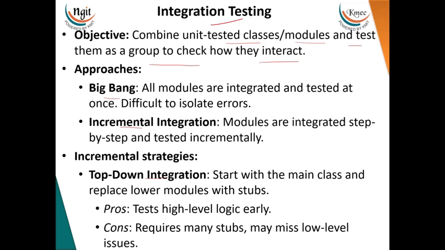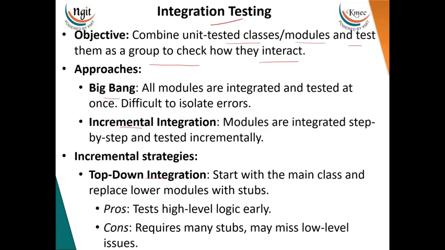Clear? So then coming to the approaches, we have the top-down approach. What happens in the top-down approach is that it starts testing from the main module and slowly moves down. This also uses stubs to replace the lower modules. And here you can see it's mentioned, starts with the main class and replaces lower modules with stubs.